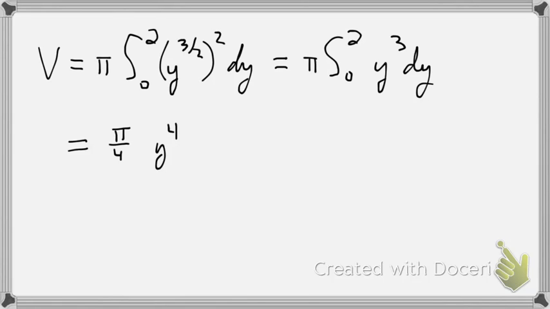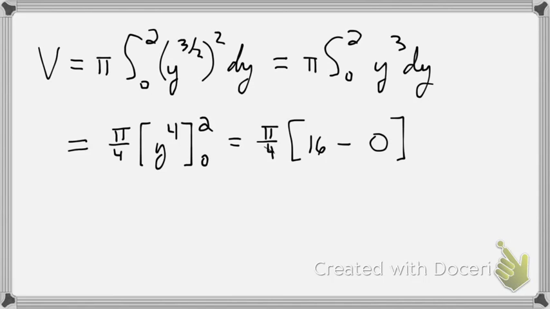One quarter y to the 4th. You guys agree? So there's a pi out front. Let's not forget about pi. And we're going from 0 to 2. So I have pi fourths, and then that would be 2 to the 4th is 16. And if I plug in 0, I zero out the back half. You guys agree? So what do we wind up with?